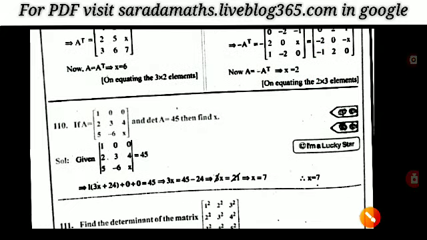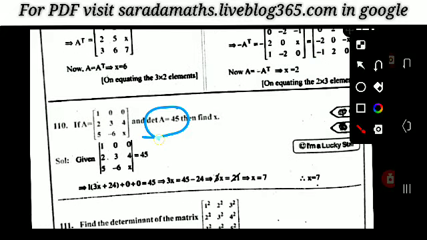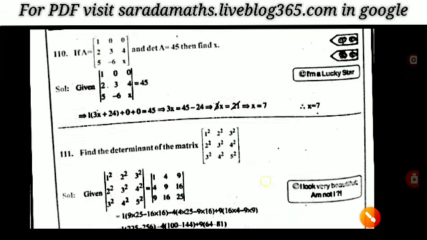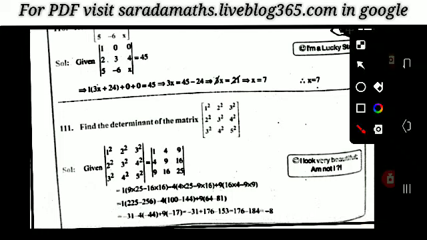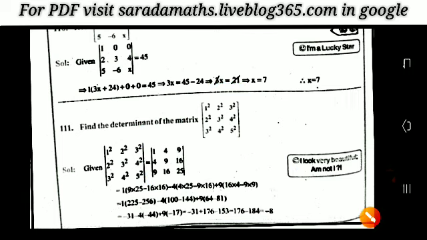Most important question. Det is equal to 45, then what is the x value? Very easy question. Most important. Find the determinant of this matrix. Finding the det value, the answer is equal to minus 8. That's all.